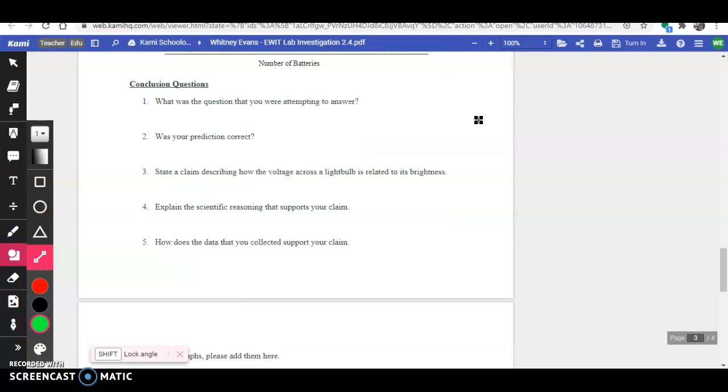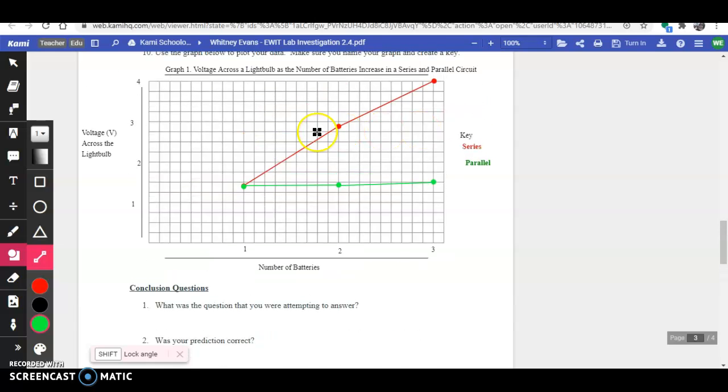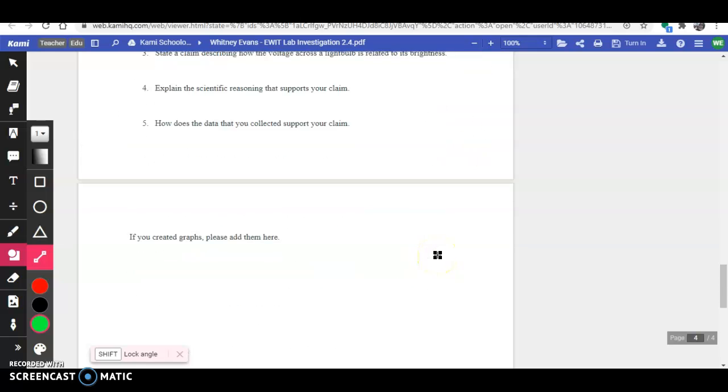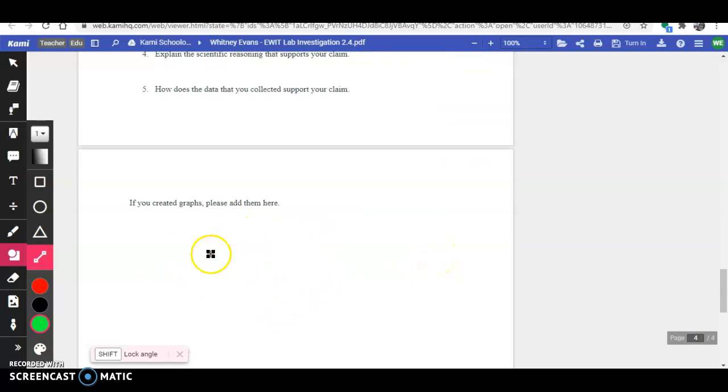How does the data that you collected support your claim? Well, the data that we're showing here is showing an increase in voltage across the light bulb as we increased the number of batteries, and the voltage across the light bulb in parallel stayed the same as we increased the number of batteries. And then if you use a different graph, you can post your graph or your data table there.